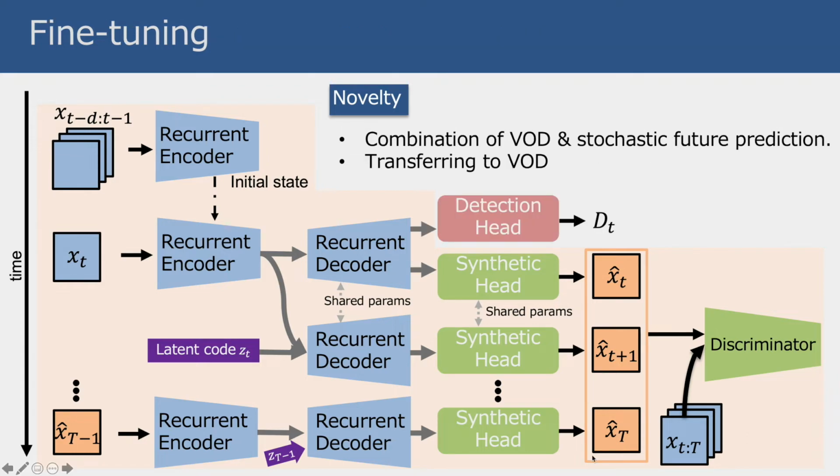Next is fine-tuning the model for detection. To perform detection, a detection head is attached to the output of the decoder. In the fine-tuning, object detection is trained using the weights obtained by pre-training. We train both detection and future prediction in this phase. The novelty is the fusion of stochastic future prediction and video object detection. We also propose a two-step training method for video object detection.